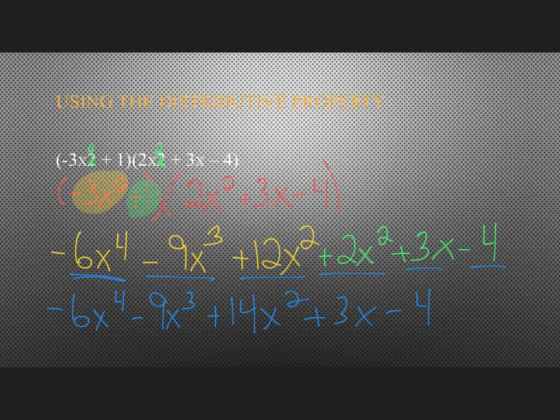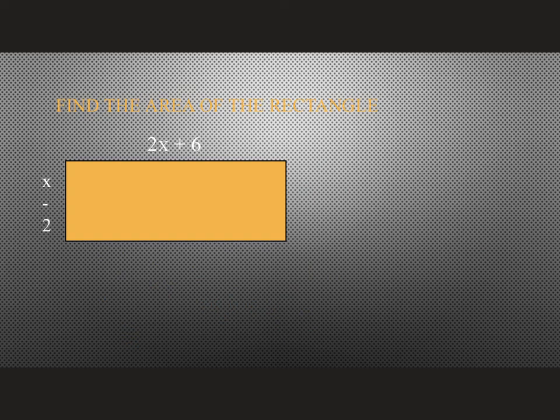So let's go to one final example. Let's find the area of this rectangle. As you can see, this rectangle has sides of 2x plus 6 and x minus 2. I was trying to sort of turn it sideways, so x minus 2 is on the other side. So we know to find the area of a rectangle, we're just multiplying. So I have 2x plus 6 times x minus 2. Well, that's not that hard to do, right?